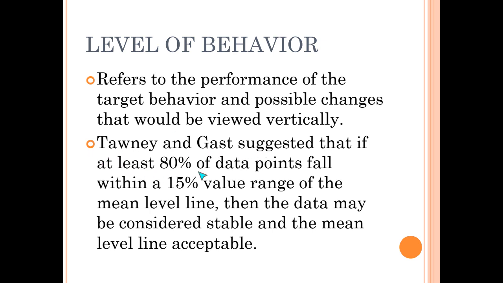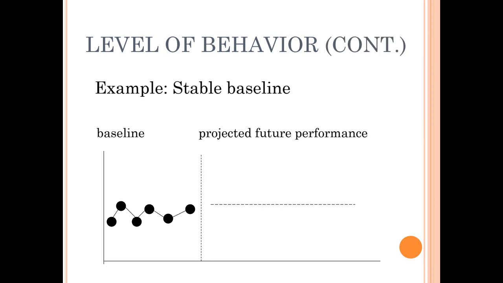So I'll give you a few examples. Here we have such a stable baseline. So if we were to draw the mean line, it would probably be somewhere around here. And in the future, we would expect, if we were to continue this data collection, that this data collection goes along this mean line. That is essentially what this is telling us. And here the data points are very stable because they are within this 15% value range.